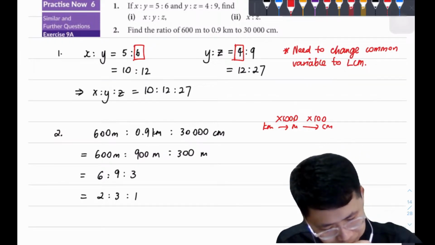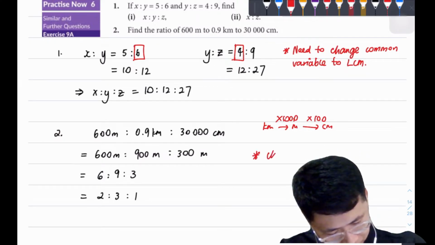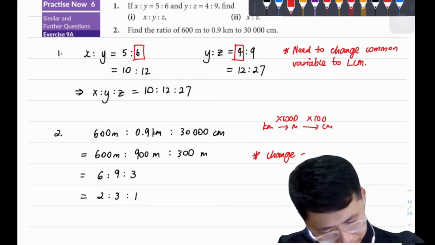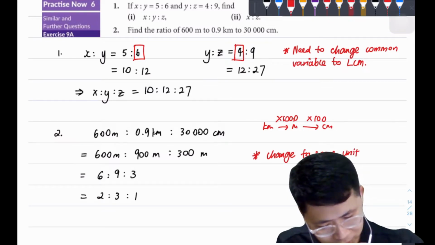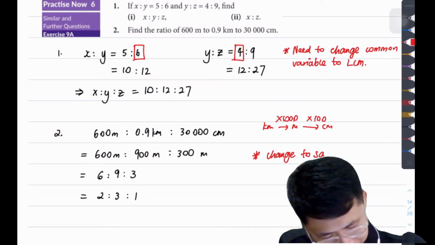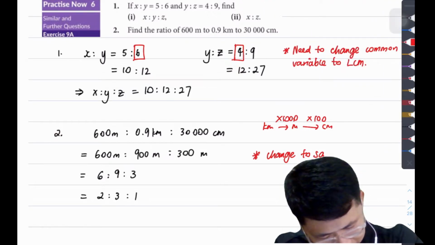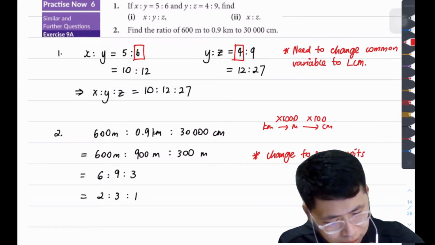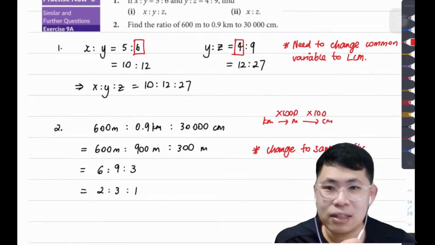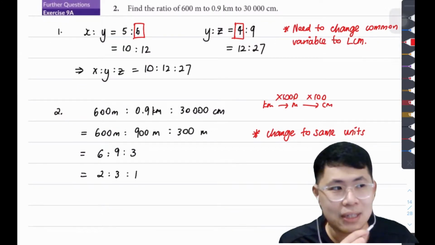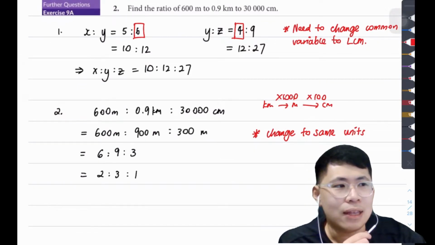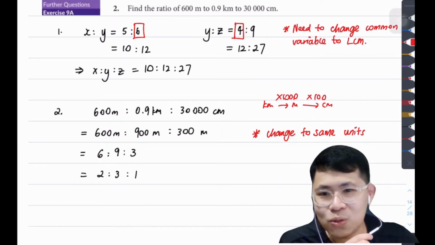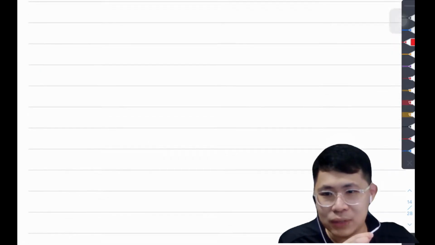The technique again is to change to the same unit. Very, very important. For ratios, we must change them to the same units. Actually, not just ratio, but a lot of the scientific quantities, we have to change them to the same units. Now let's jump right into the next word problem over here.